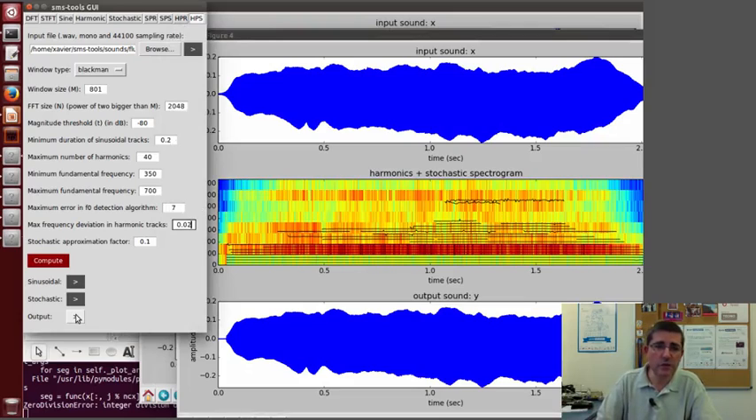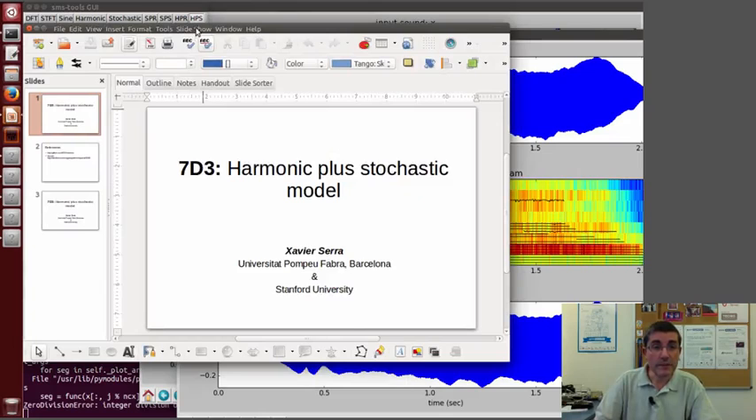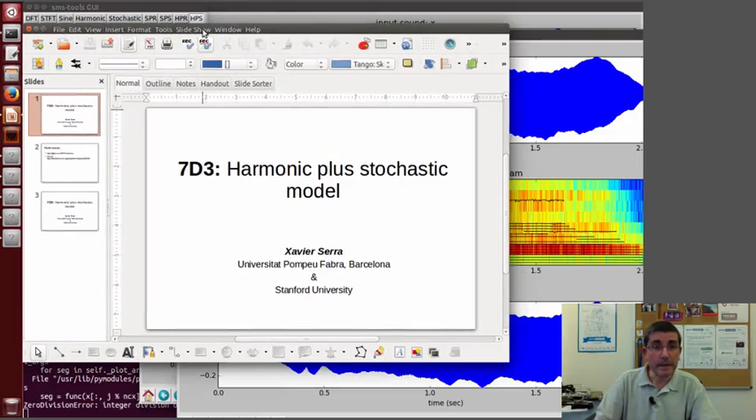okay, so it sounds good, but clearly the harmonics are taking over and they are masking quite a bit this stochastic component. We have to listen to it quite carefully if we want to be able to distinguish the stochastic component of this type of sounds. And that's basically all I wanted to say. Let's go back.